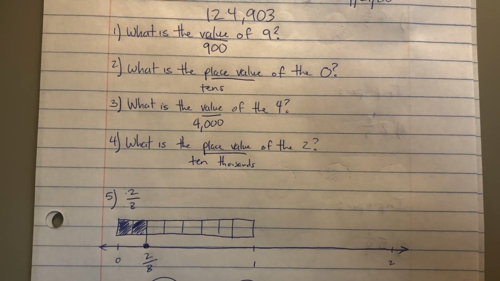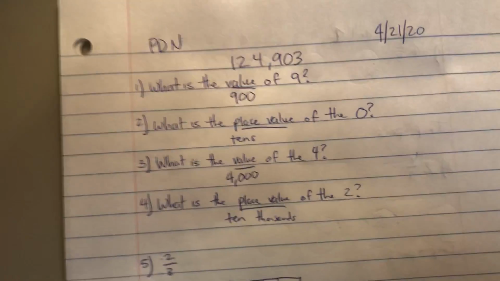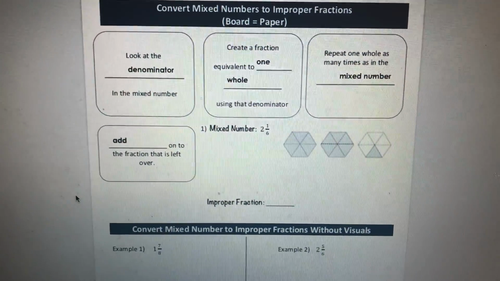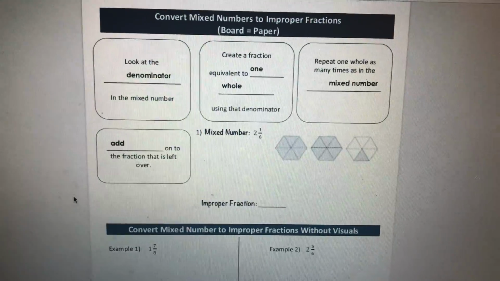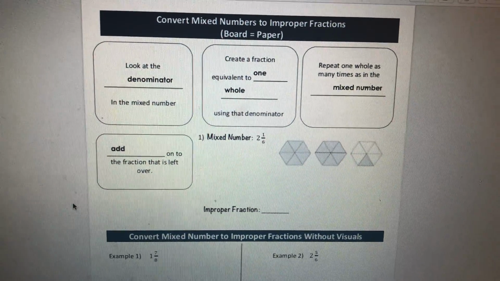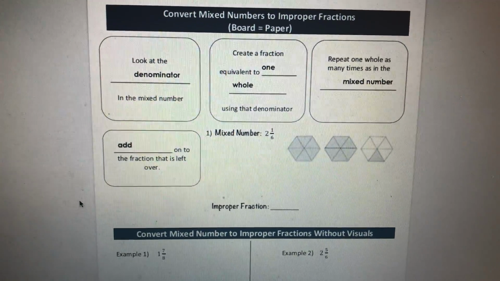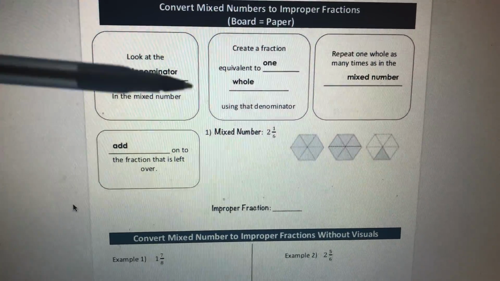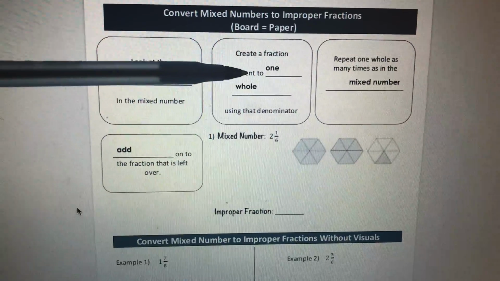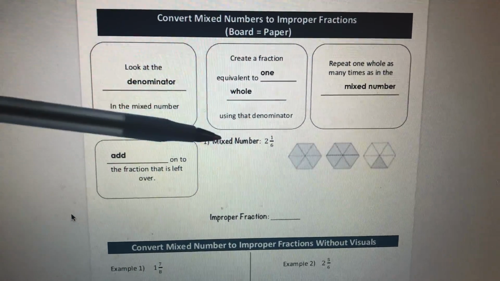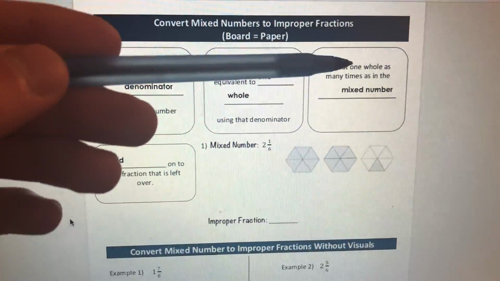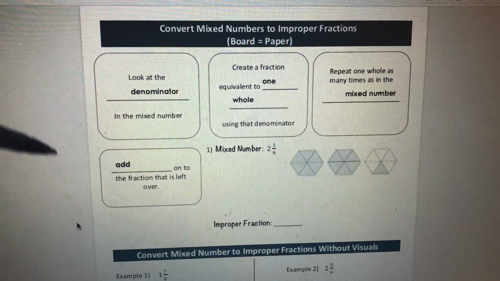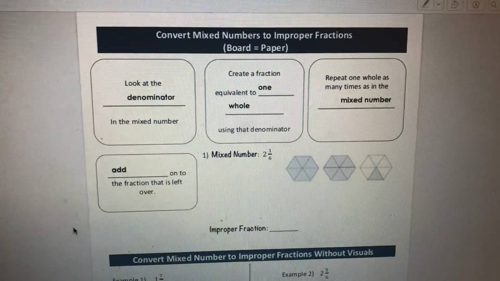Today, what we're going to be working on is continuing to convert mixed numbers into improper fractions. When we do that, there are 4 quick and easy steps that we can do to convert a mixed number into an improper fraction. 1, we look at the denominator in the mixed number. Then we create equivalent fractions to 1 whole using that denominator, and we repeat that for as many times as the whole number in the mixed number. And then we add on the fraction that's left.